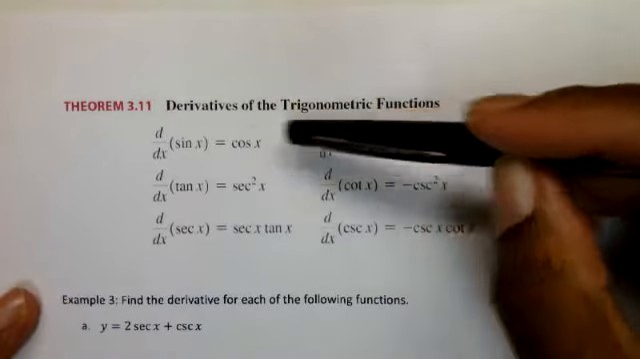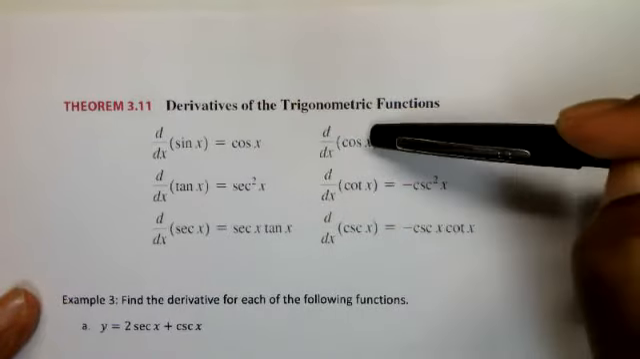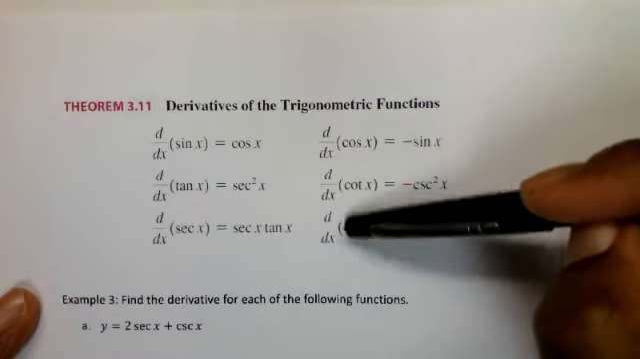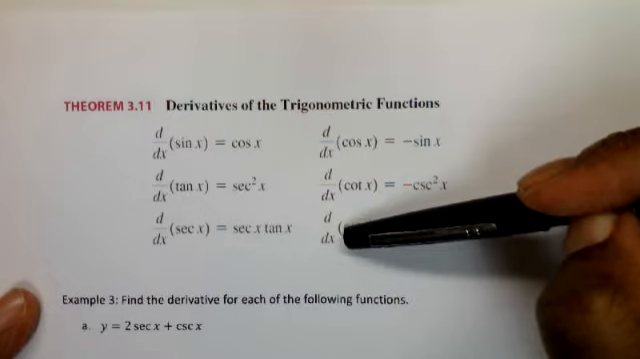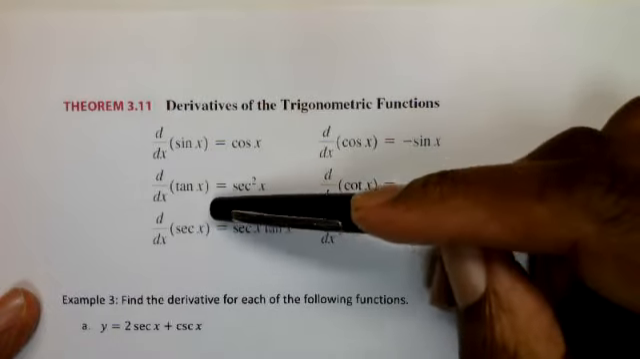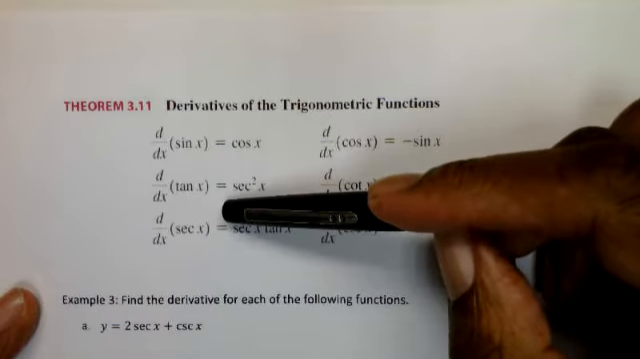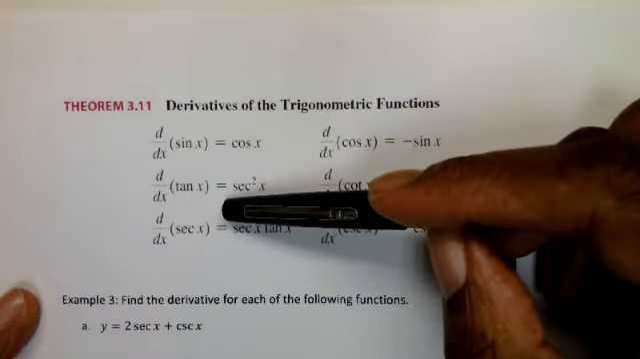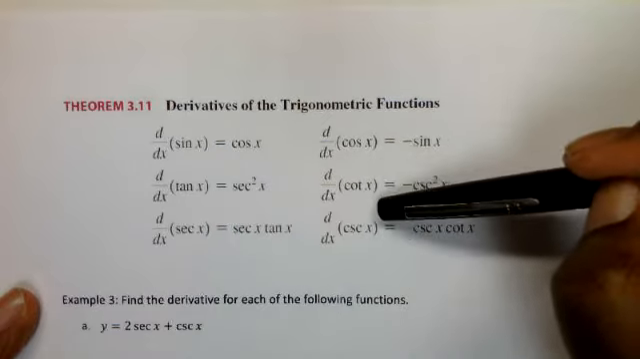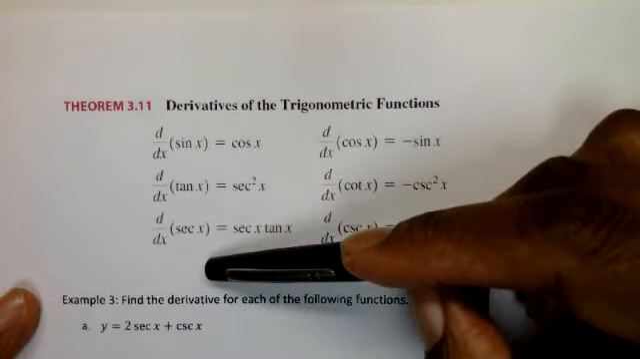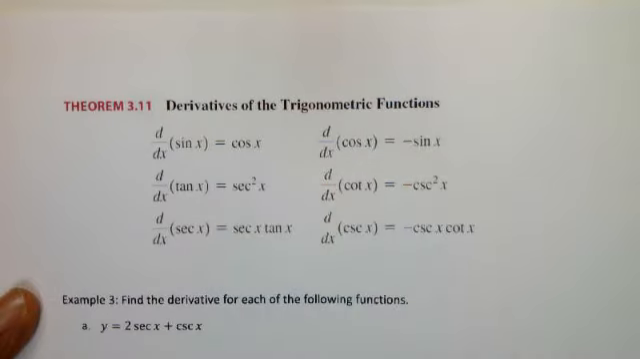But I know this: the first and the second, these two right here, you can prove by using the sum and trig identities. The other four, you can use the quotient rule by writing an equivalent function for that. The tangent would be something like sine over cosine. You can use the quotient rule for that. Cotangent is cosine over sine. Secant is one over the cosine, and cosecant is one over the sine.